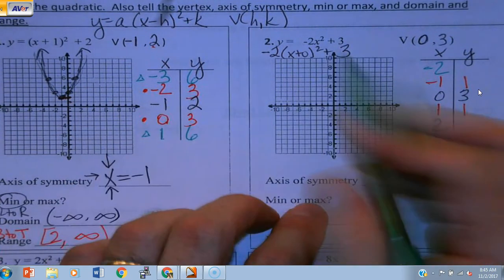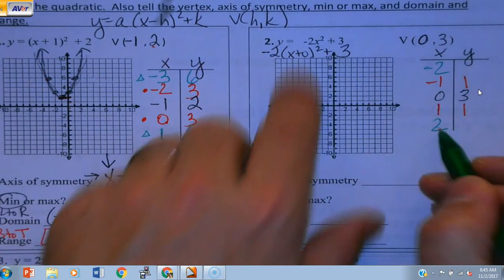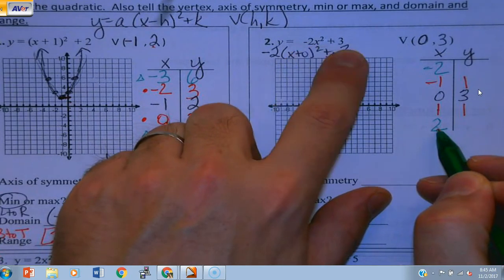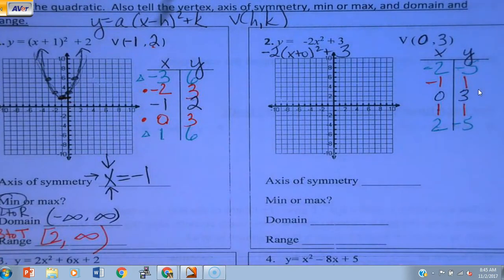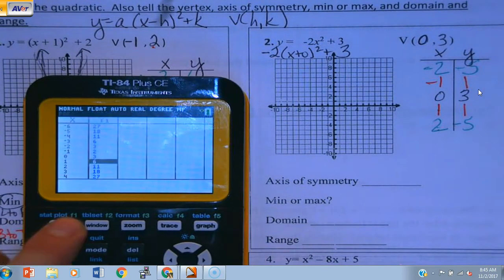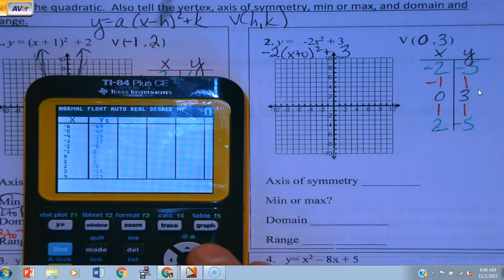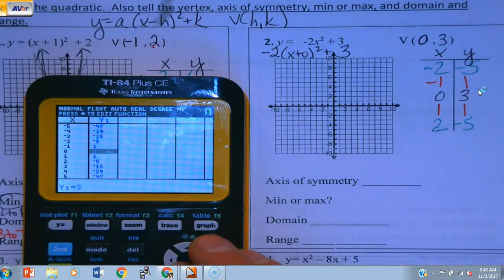Again, in order of operations, I don't multiply and then square it. Exponents come before multiply. So 2 squared is 4. Times -2 is -8. Plus 3 is -5. Now, there's nothing wrong with using the calculator as a double check. Get my vertex in the middle, or at least what I think is my vertex in the middle. There it is. There's my 1 and 1. There's my -5 and -5. All right.